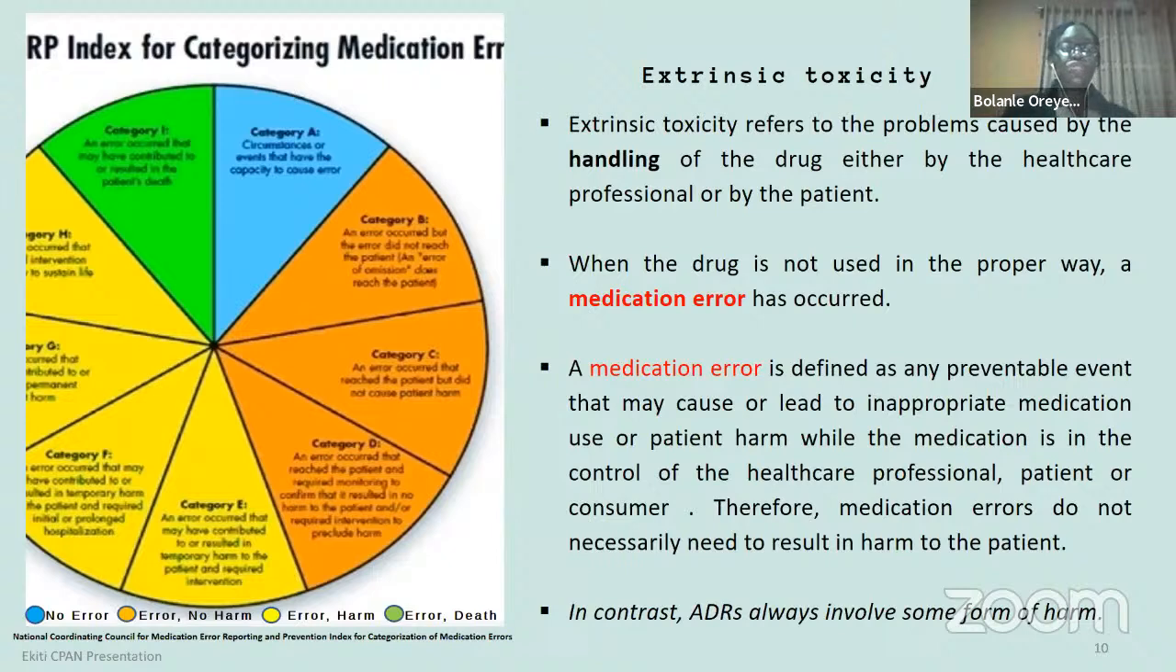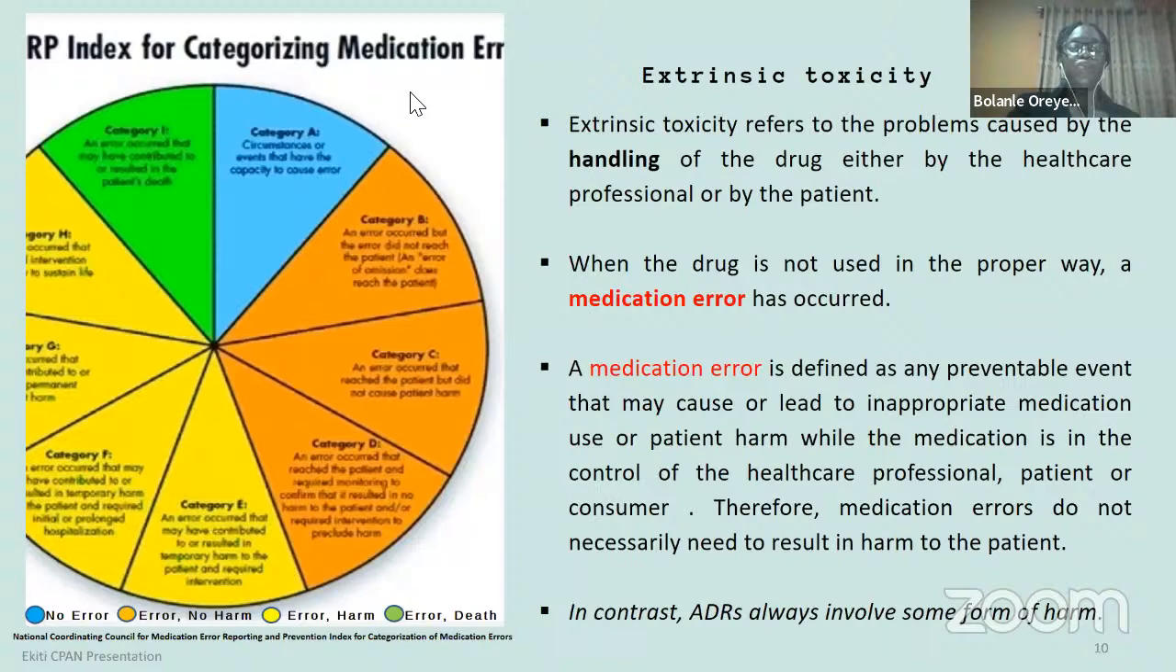This chart shows the National Coordinating Council for Medication Error Reporting and Prevention Index for categorization of medication errors. And we find the different categorization, the green one being that an error has occurred and there is no death. Category A shows that there has been an error, but there were no untoward effects due to the error. And it goes like that with the gravity or the consequences increasing as it goes up onto the green zone where it becomes a deadly medication error.